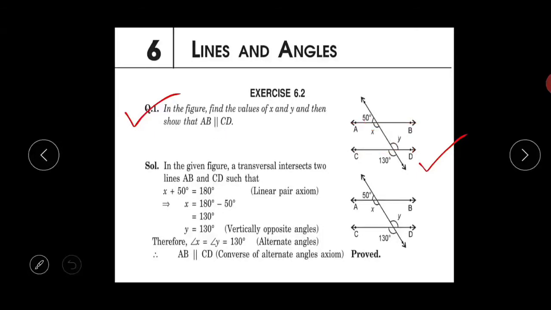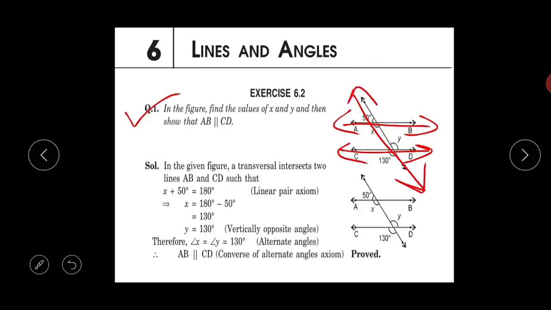Now students, we are not given that the lines AB and CD are parallel. It is only given that these are lines, and as you can see, this line is intersecting these two lines, right? So that might be a transversal. If a line is intersecting two lines, then that line would be the transversal for both of them, isn't it? So I can say that a transversal intersects two lines AB and CD.